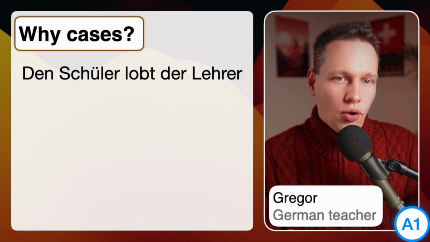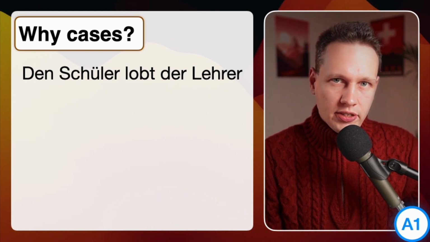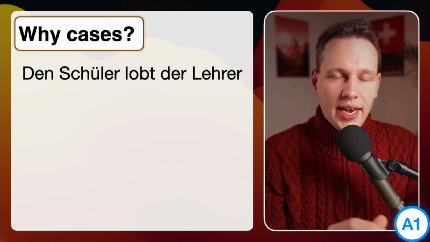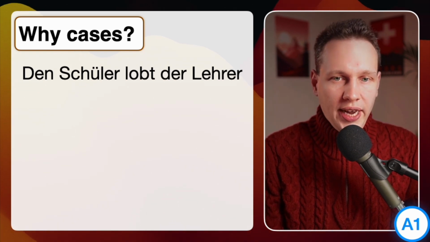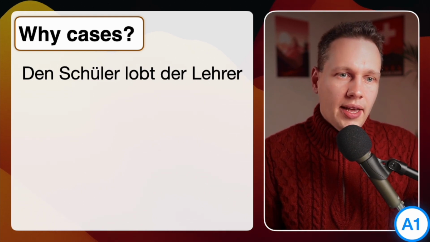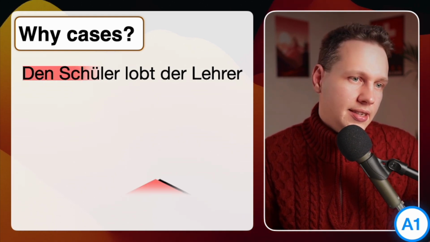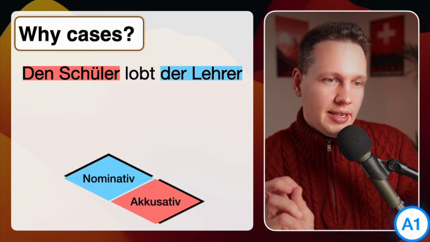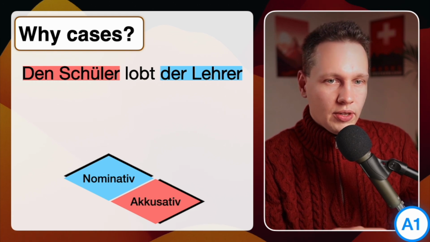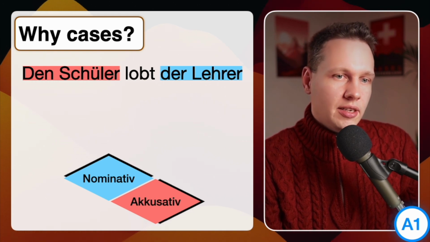First of all, let's look at this sentence. Den Schüler lobt der Lehrer. We have Schüler, that means student. We have Lehrer, that means teacher. And we have loben, that means to praise. And you might wonder, who is praising whom now? In this sentence, it's clear because den Schüler is in Akkusativ and der Lehrer is in nominative case. And so we know that the teacher is praising the student.